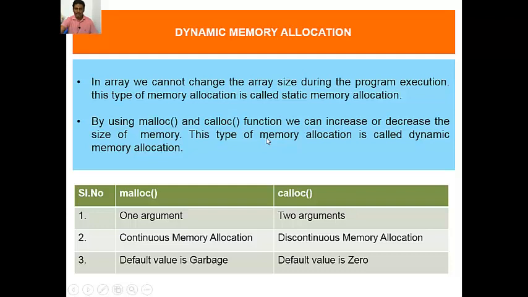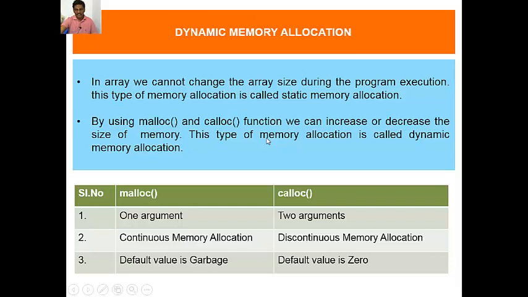At the time of execution, we cannot change the 10 locations. If at the time of execution we require only 5 locations, the memory of the remaining 5 locations is unnecessarily allocated and not used. If at the time of execution we need more than 10, say 15 locations, we cannot use 15 locations. It is a fixed one. At the time of declaration, we give integer a of 10, and it allocates only 10 locations. If we use 5 locations, the remaining 5 will be wasted. If we use more than 10, it is not possible. So in an array, we cannot change the array size during program execution.